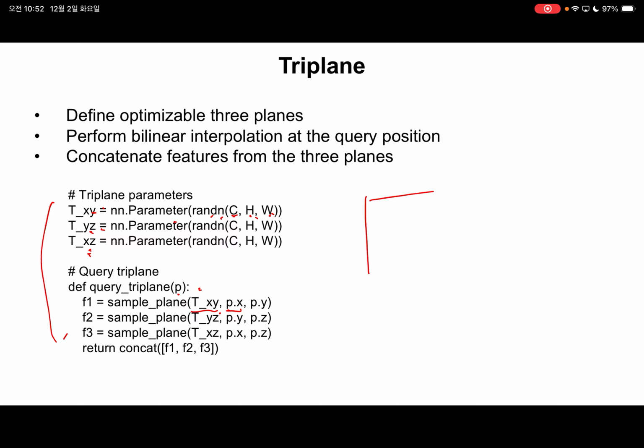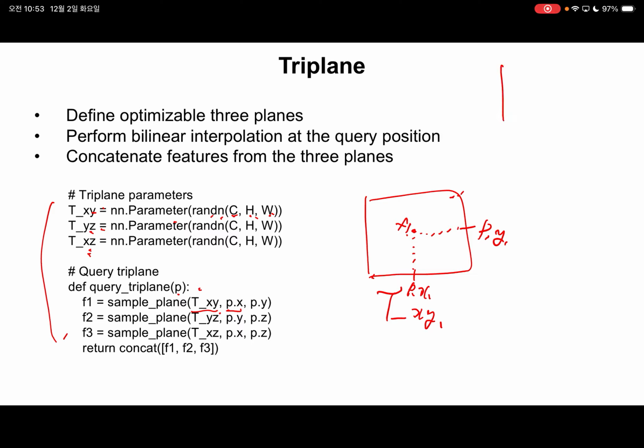Then, for example, let's say this is TXY, P.x, P.y. Then we can get F1 here. If Px and Py are just integers, then we can simply make a lookup table, directly getting pixel values from this plane, right? If Px and Py are not integers, if they are floating numbers, then we can perform interpolation.